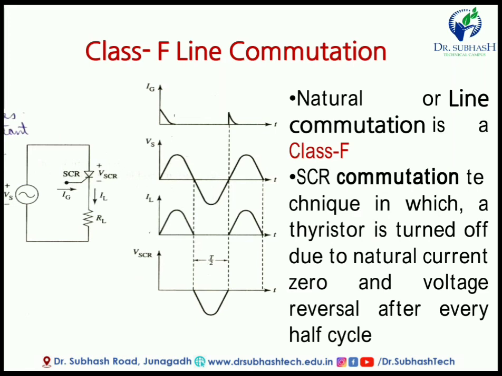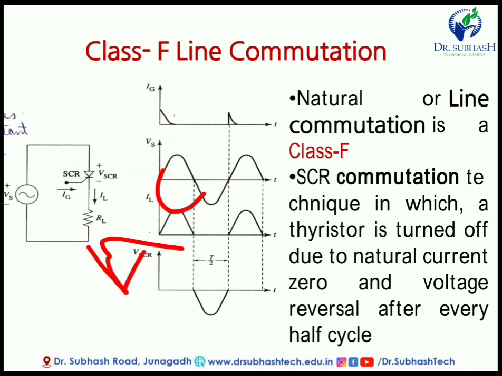So you have to remember that the commutation method used in class F is only used with an AC source supply. Class A to class E are used for DC, and class F is only used for AC. Now you already remember AC and DC.